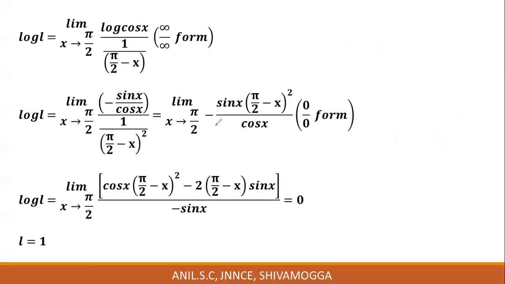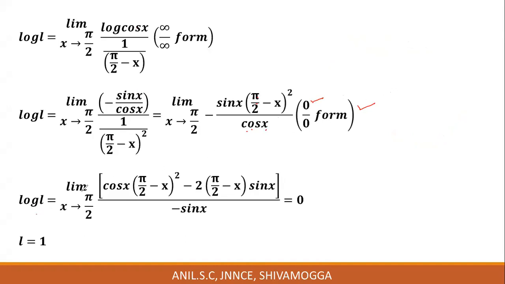Apply limits. As x tends to pi by 2, pi by 2 minus pi by 2 is 0. 0 into anything is 0. Divided by denominator will be cos pi by 2, and cos pi by 2 is 0. Again, this takes 0 by 0 form. We can use L'Hospital's rule.